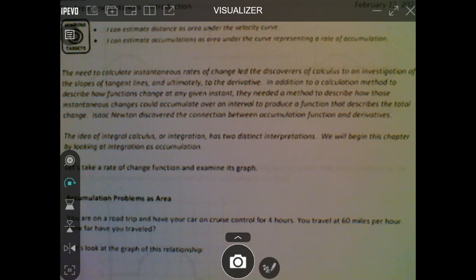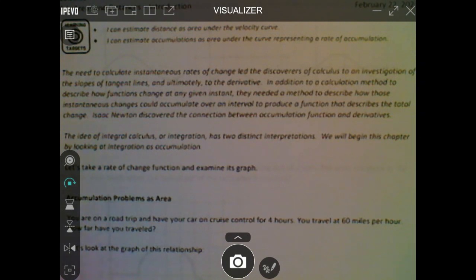But we're going to be talking about how what we were doing with antiderivatives kind of connects with the area under the curve eventually. And to start off, introducing the idea of what the area under the curve is. Basically, when they were inventing calculus, they needed to describe how rates of change can accumulate over an interval, which produces the idea of this total change.